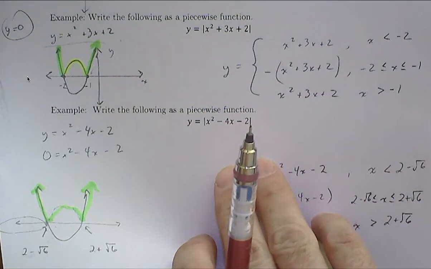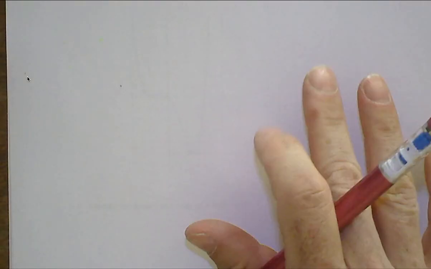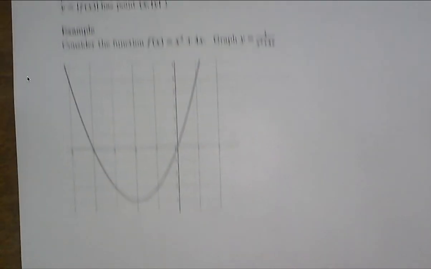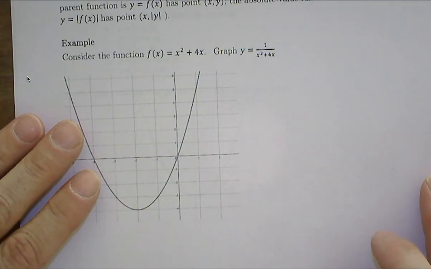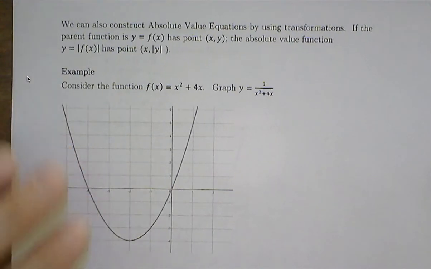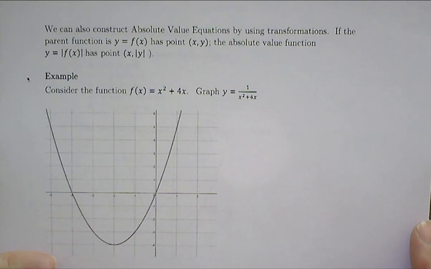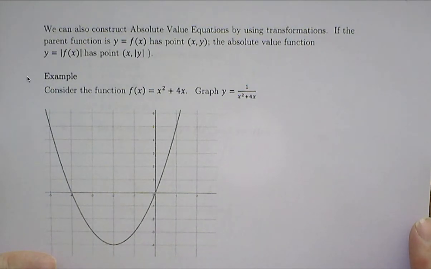All right, let's go to the last question. So we can also construct the absolute value using transformations. And this idea of transformations is so important that in grade 12 you actually spend a whole entire unit on it. If the parent function is f of x and has point x, y, then the absolute value function, y equals the absolute value of f of x, has point x comma absolute value of y.